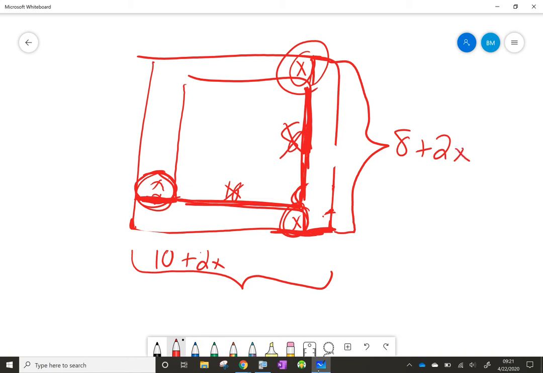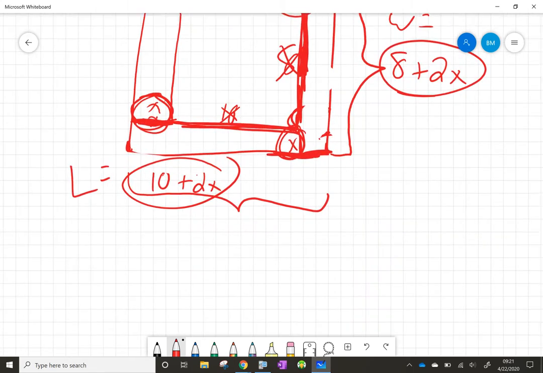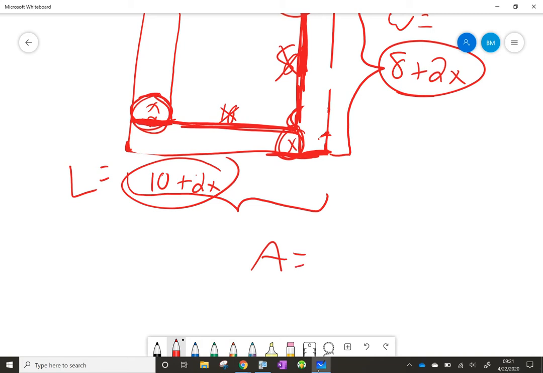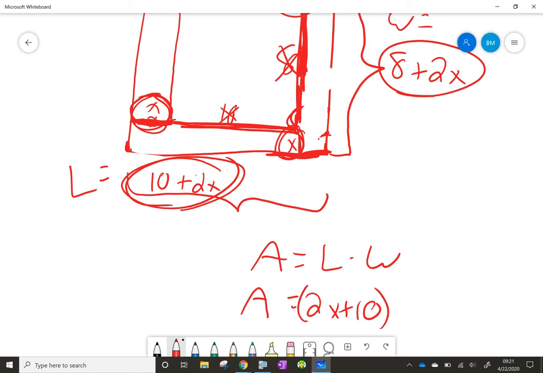So that's why here the length is equal to 10 plus 2X and the width is equal to 8 plus 2X. And remember, the area formula is area equals length times width. So our area is going to equal length. We know that our length measurement is going to be, let's write this as 2X plus 10, just to simplify things. That's my length, and then times the width. The width is 8, or let's write it again as 2x plus 8.